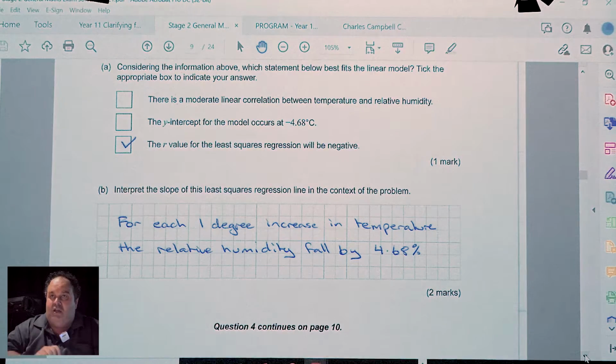I actually get the kids to write that on their formula sheet so that they know: independent variables on the x-axis, dependent variables on the y-axis, and what's going on.